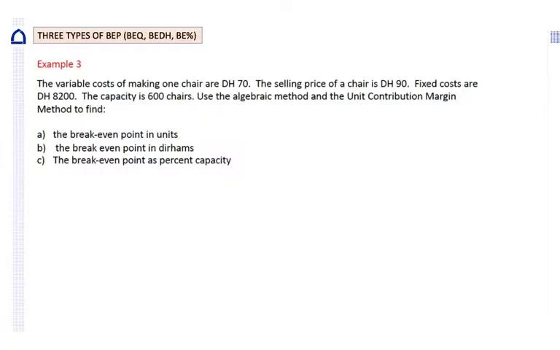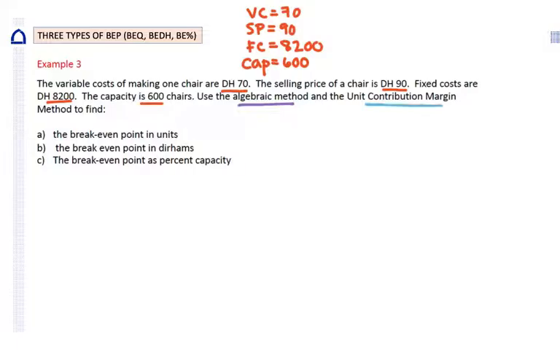Okay, let's look at this example. Like usual, I like to start by underlining all the numbers and labeling them so we know what we have. The variable cost of making a chair is 70. The selling price of the chair is 90. The fixed costs, that would be rent and salaries, are 8,200, and the capacity is 600 chairs. We're going to try both the algebra method and the margin method to find the different break-even points.